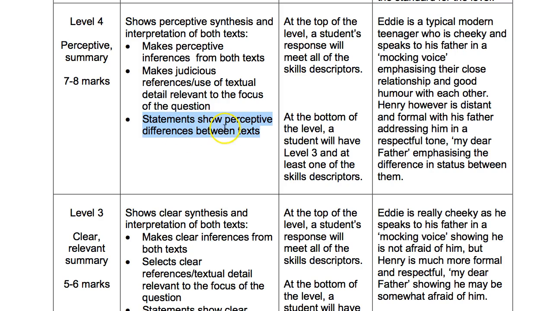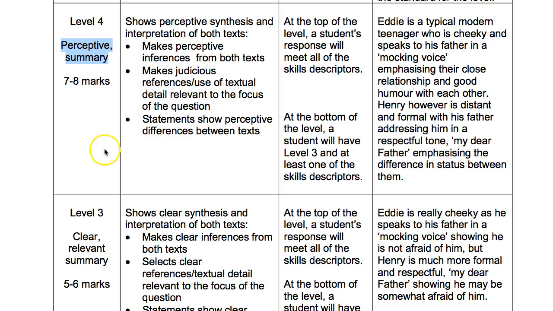Statements show perceptive differences between the text, and again here it is perceptive. Well, there's nothing here to help the examiner say, well, what does perceptive look like? Well, one way is to give more than one explanation, but the other way is to rank those explanations with that idea, you know, the main difference or the most significant difference. That shows that you're no longer just being clear and relevant, you're reaching towards being perceptive. It forces the examiner to put you in the higher mark range.